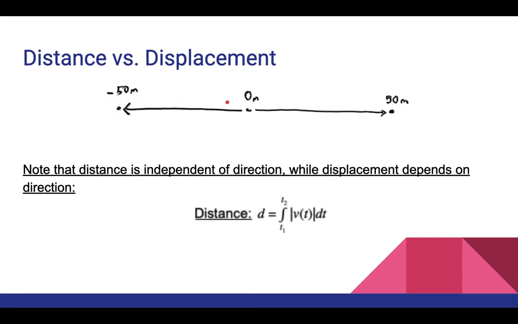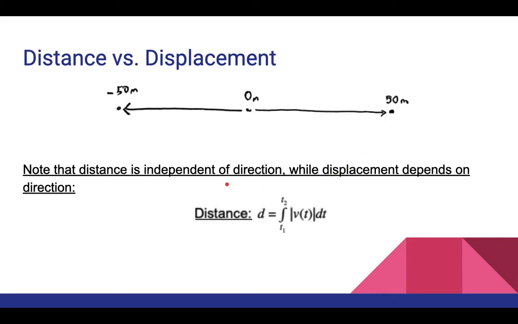So for example, if I travel 50 meters to the left and 50 meters to the right, my displacement if I travel 50 meters to the left will be negative 50 meters because I end up 50 meters to the left of where I originally started. Whereas if I travel 50 meters to the right, my displacement will be positive 50 meters. But in each case, the distance that I travel is 50 meters, regardless of which direction I had.